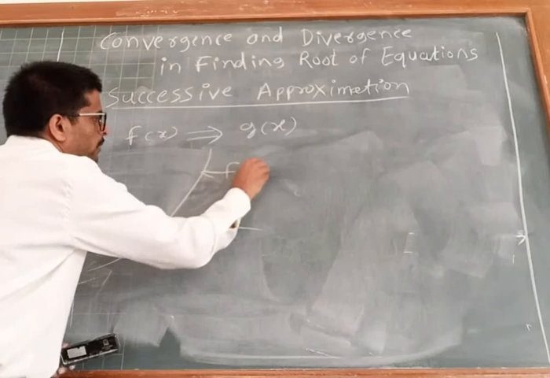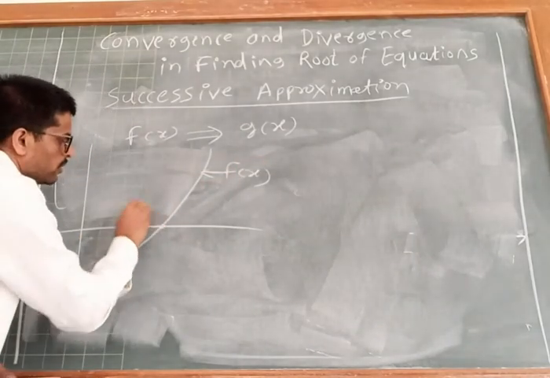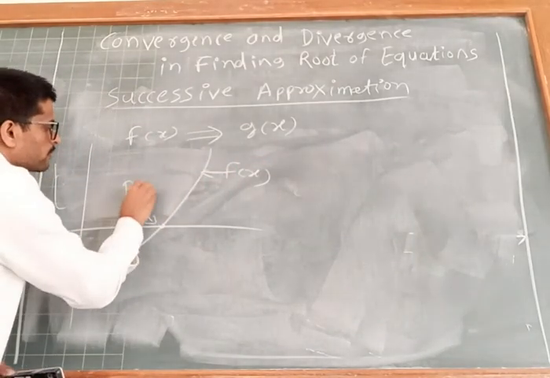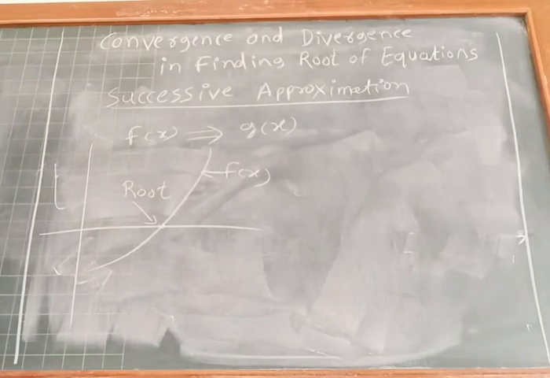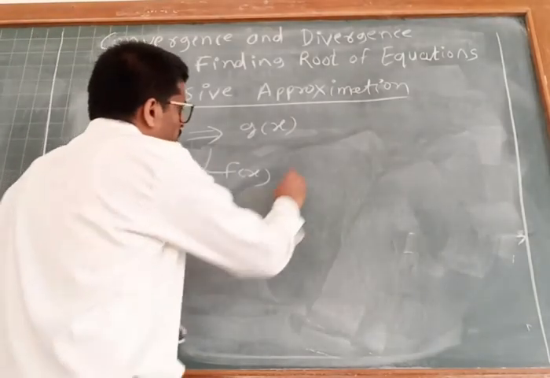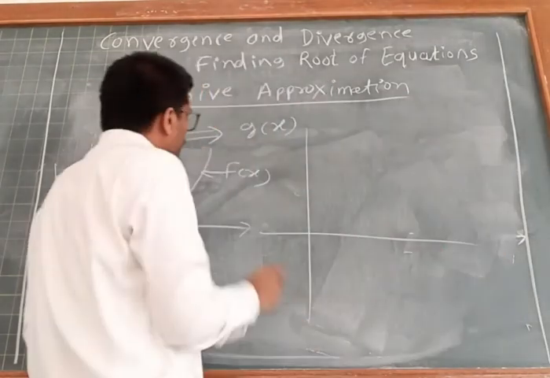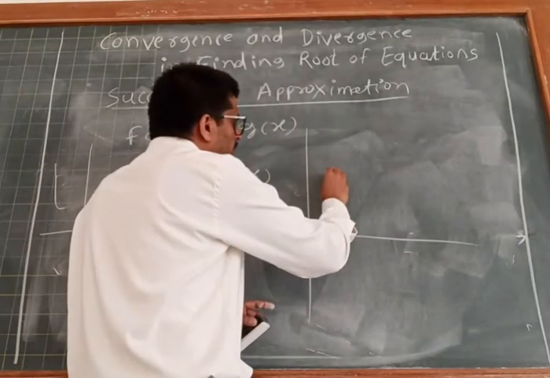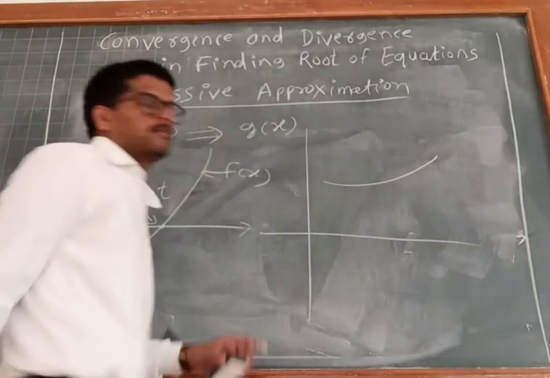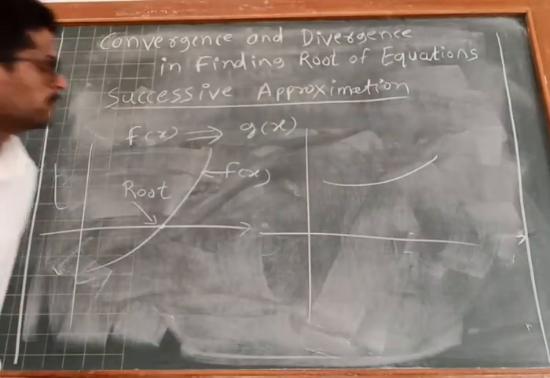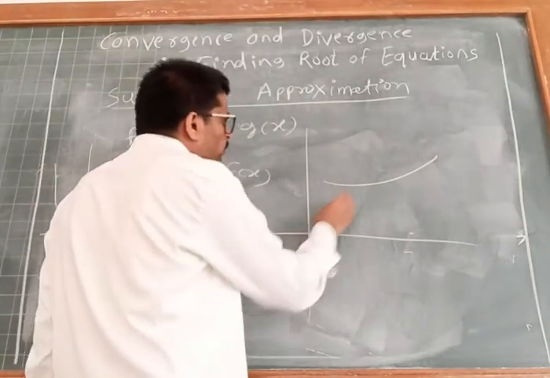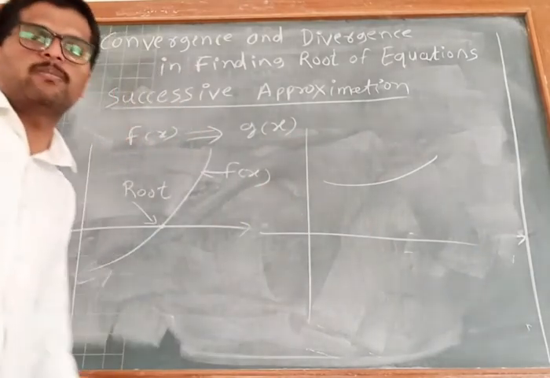Let us consider the g of x. So this will be root. Now here we convert into g of x. Then what is happening? This f of x will convert like this into g of x, and this root will move. So this curve will not intersect the x axis. So how to find the root?